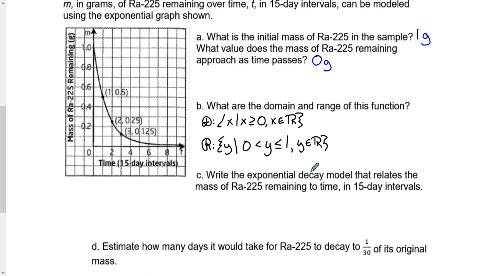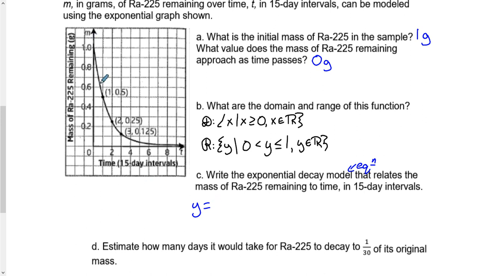So C asks, write the exponential decay model that relates the mass of radium-225 remaining in time in 15-day intervals. Well, this is actually a lot easier than possibly thinking. It's basically asking, what is the equation? So it's always going to be y equals. Long story short, we need to find out what is the base. It's actually really simple.